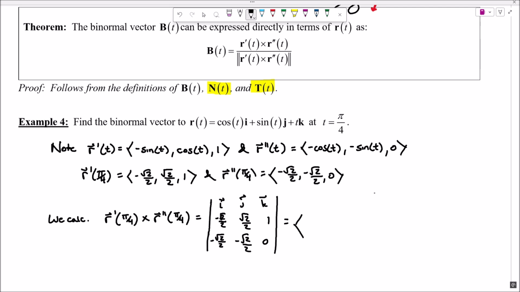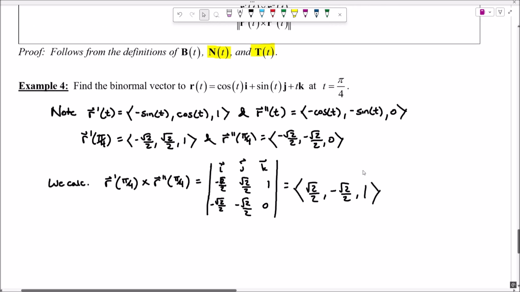It looks like I'm going to end up with a positive root 2 over 2 for the first component, a minus square root of 2 over 2 for the second component, and for my final component here, it looks like I'm going to get a 1/2 plus a 1/2, and that ends up as a 1. You could double check me on that, but I'm pretty sure that that's accurate there.